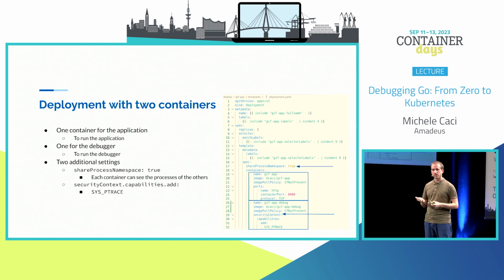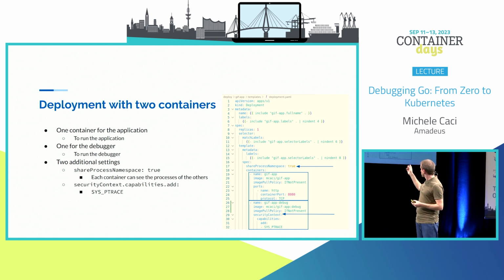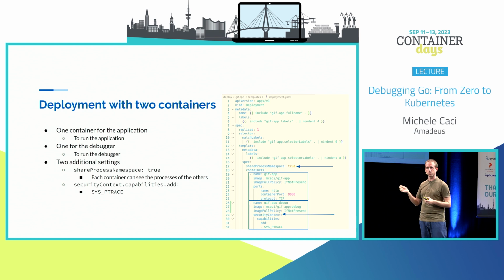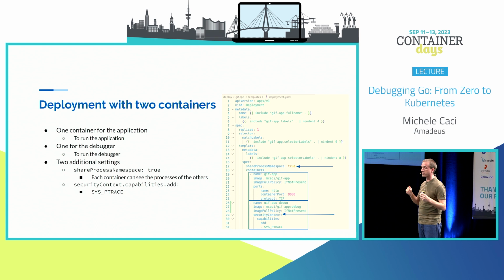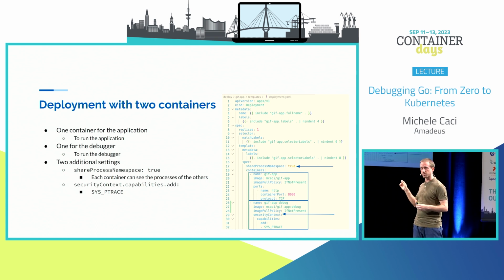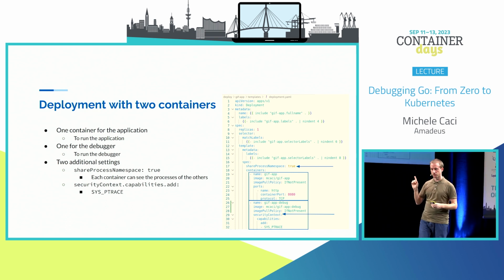One solution is to create a deployment resource. It will contain the two containers, the application and the debugger, and two additional settings. The first one being the shareProcessNamespace set to true, which is the one responsible to make sure that we can see the processes in both containers. And the second one is the securityContext capabilities add SYS_PTRACE, which is going to give the permission to the debugger to be able to debug the application. Now, you can try this, it will work, but let's consider it for a second.